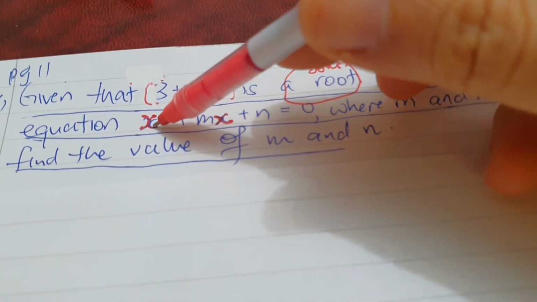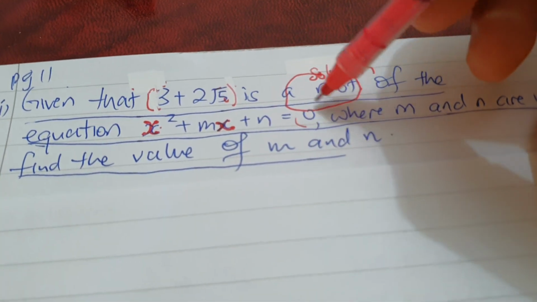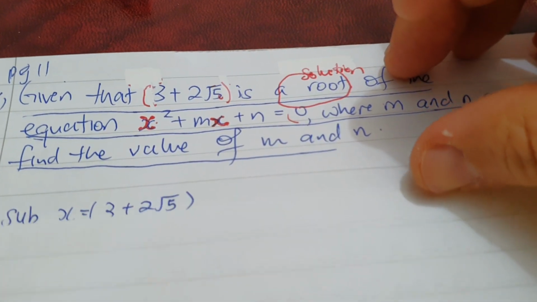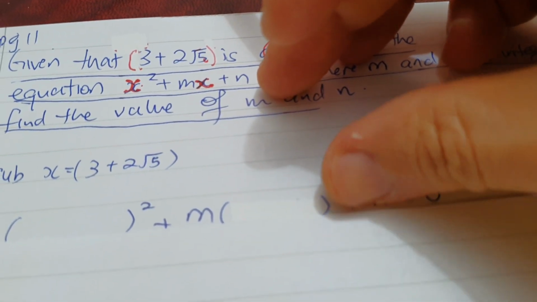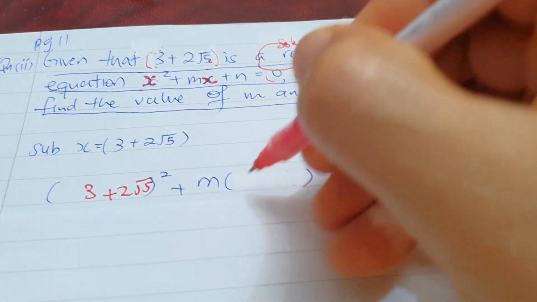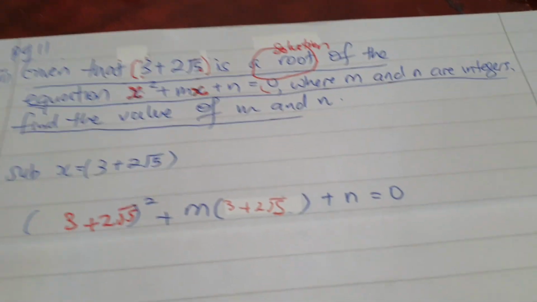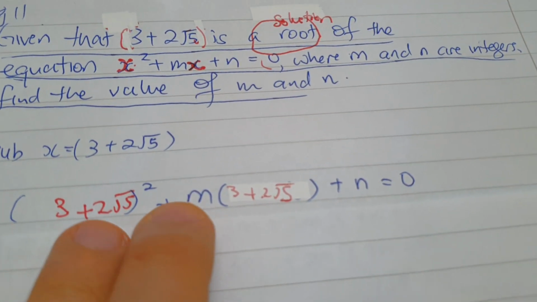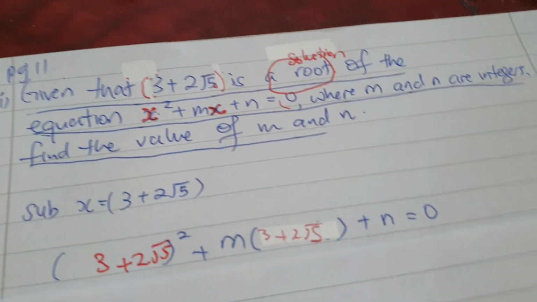So if this is a solution, that means this is an answer for this x value. When you sub this into here and here, the left hand side of the equation should be equal to the right hand side of the equation. Okay? So this is what you are expected to do. You are supposed to sub this into this equation, replace all the x with 3 plus 2 square root 5. Alright, now after you have done this, you will find that this equation is left with two unknowns, m and n, and they tell you that m and n are integers and they ask you to find m and n.